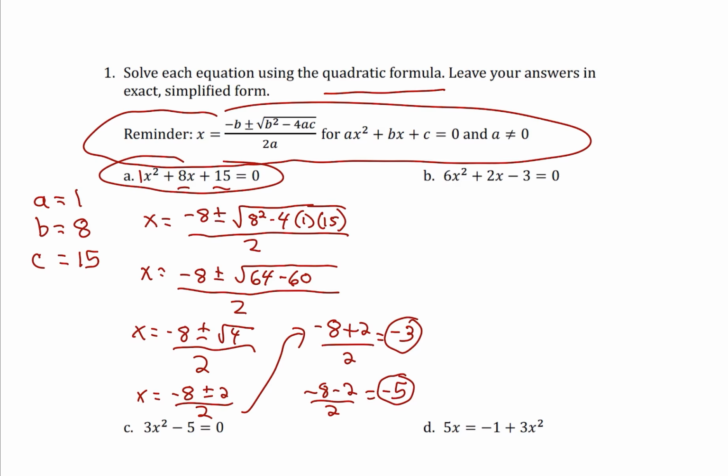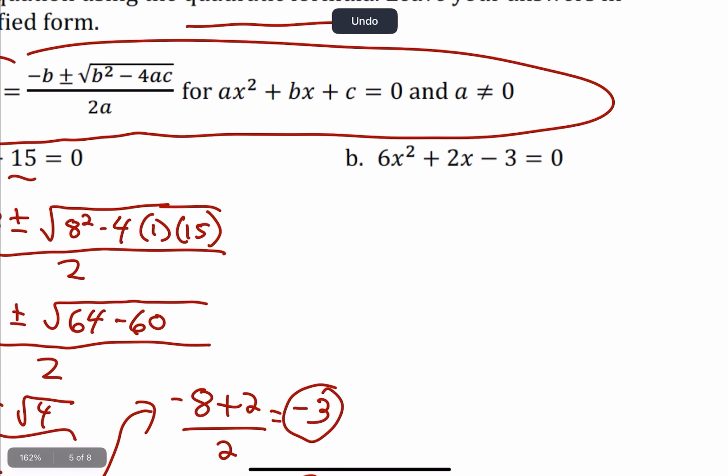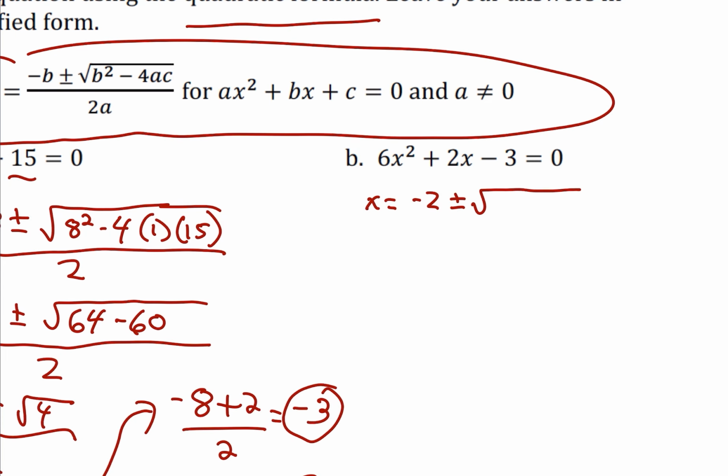Okay, let's move on to B. So for B, I think that there is a little bit more math that's going to go into this one because we might not be able to take out the value that's in the square root symbol. So what we're going to do is we're going to start again with x equals. This time we're going to just say x equals -2 because that's -b plus or minus the square root of b squared. So 2 squared minus 4 times a times c all over 2a. So 2 times 6. All right, I'm going to simplify now.